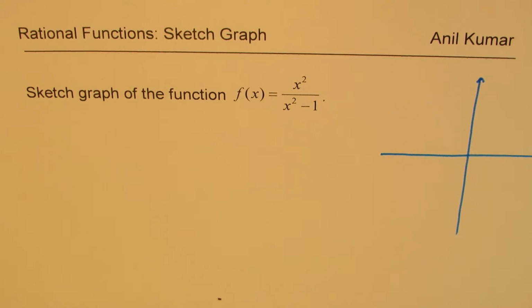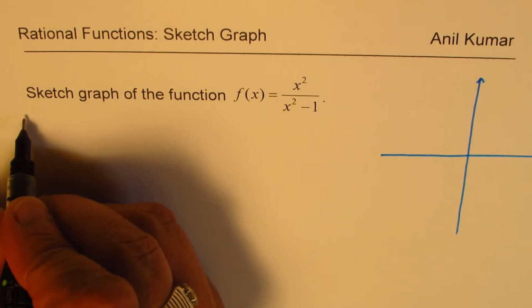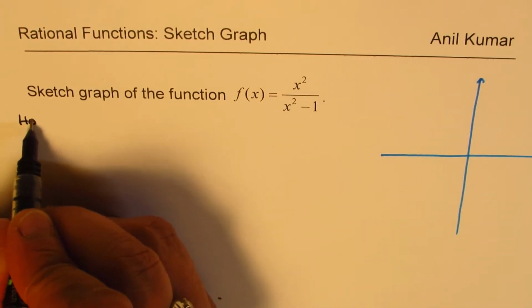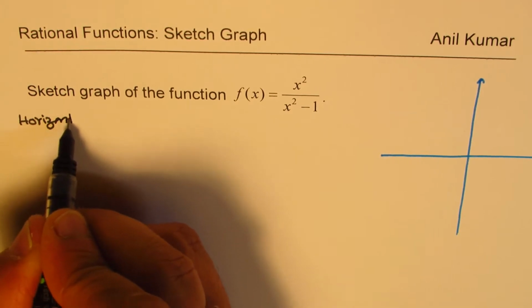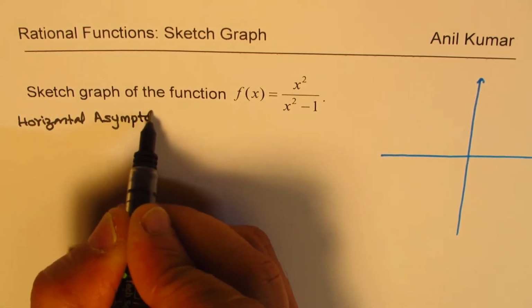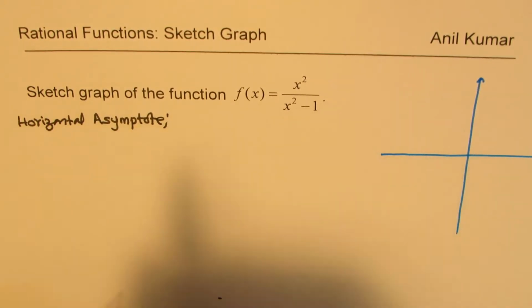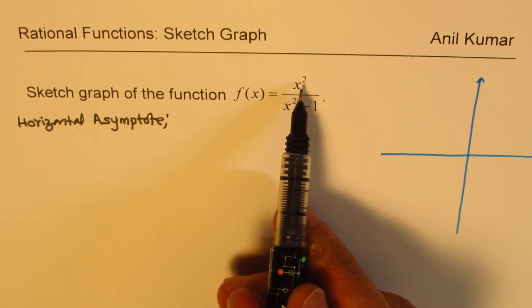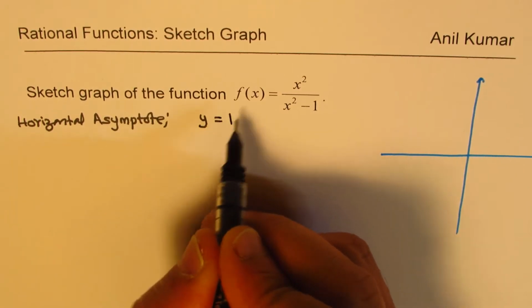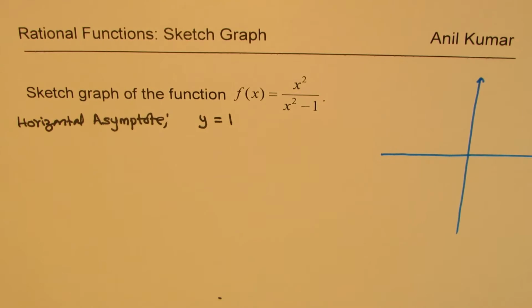Now, for rational function graphs, a couple of things are very important to understand. One is asymptotes, right? If you're given this, we have a horizontal asymptote in this case. So what is the value of the horizontal asymptote? Well, the leading coefficients are 1, the degrees are the same, so we get y equals 1 as our horizontal asymptote, right? Correct? How did we get this result?